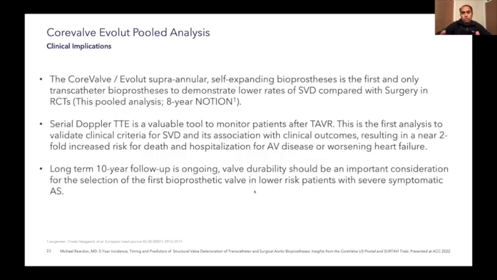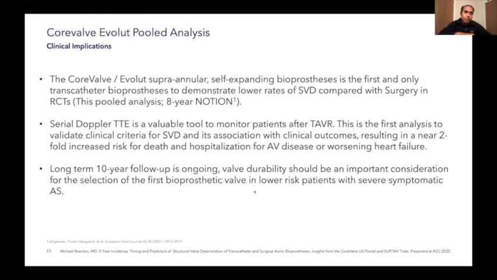So this was really the only clinical trial analysis or pooled analysis to show lower rates of structural valve deterioration compared with surgery. In randomized control trials, there is the 8-year NOTION data as well that also shows less structural valve deterioration with the supraannular platform. A lot of this is going to be echo based, right? And so it all depends on whether or not you believe in echo data.